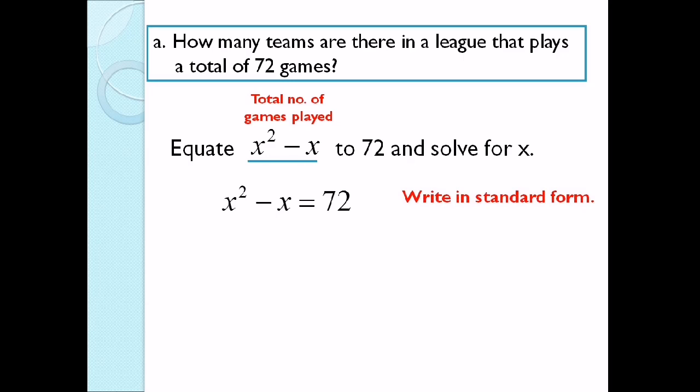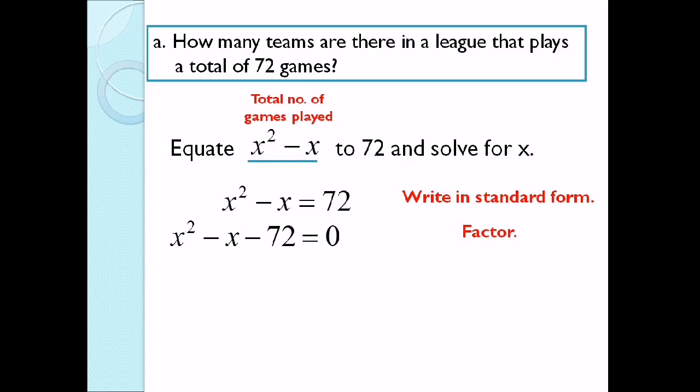So write in standard form para ma-factor natin. It is in the form of ax squared plus bx plus c. So ang gagawin natin sa 72, we need to get the additive inverse. So ililipat natin siya sa left side para maging trinomial. So it will become x squared minus x minus 72 equals 0. So ngayon, meron na tayong trinomial, we need to factor that.